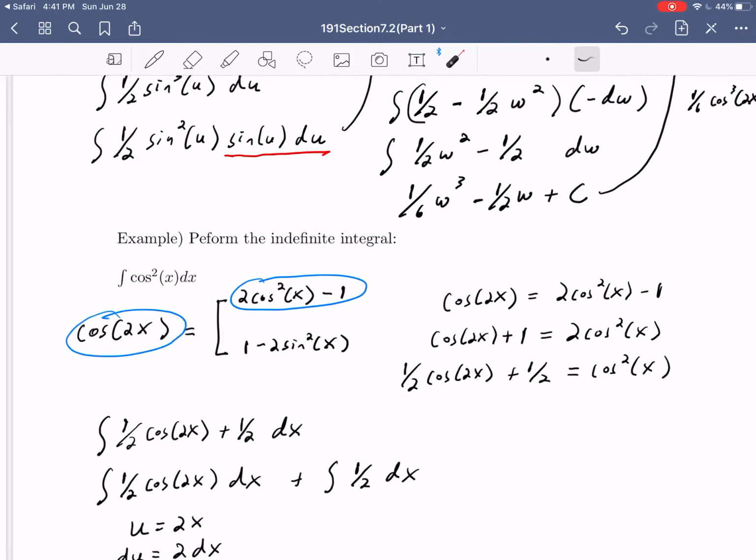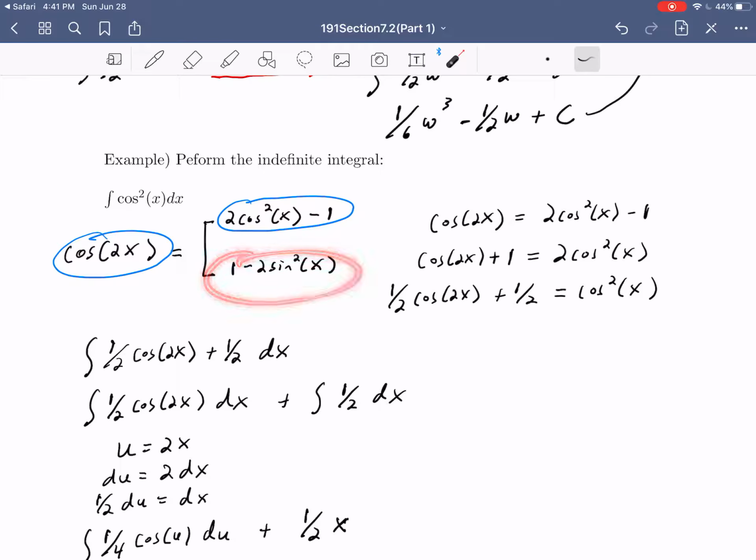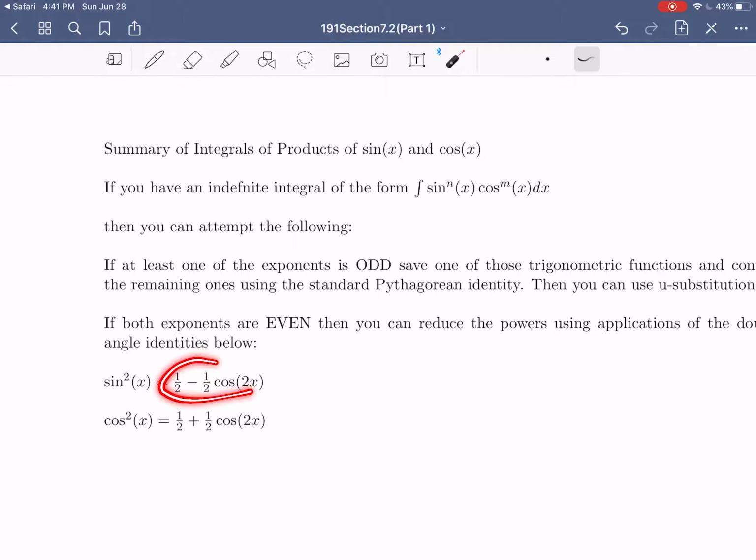Where am I getting that from? Well, that's from using this one here, so setting it equal to this and then solving for sine squared. I'm not going to go through that derivation, but if you do, you will get this expression here. Or cosine squared can be converted into 1/2 plus 1/2 cosine 2x.